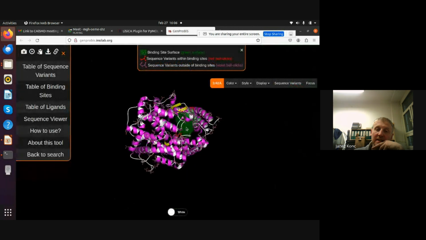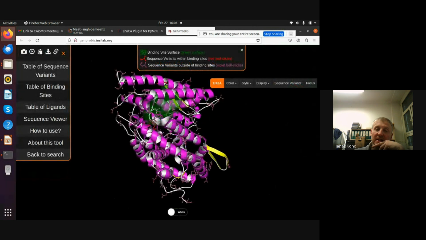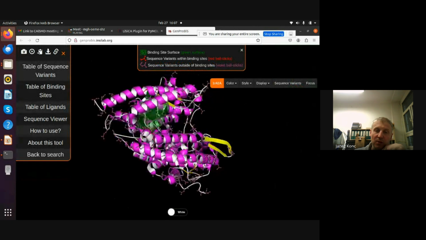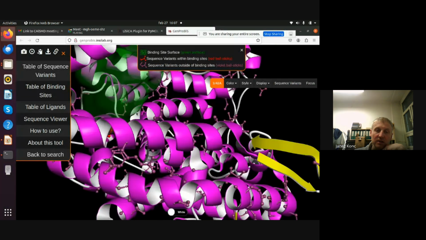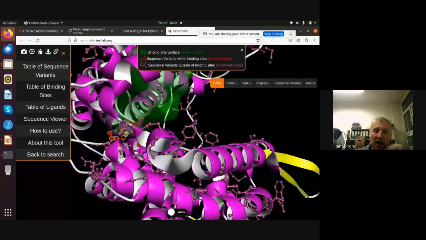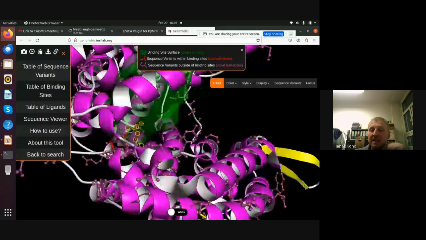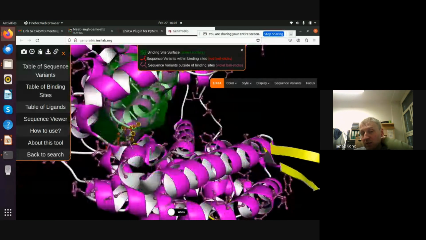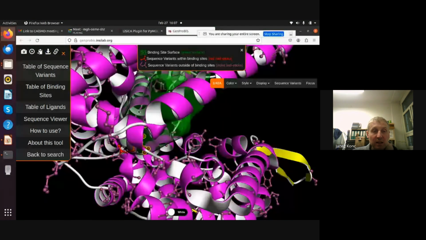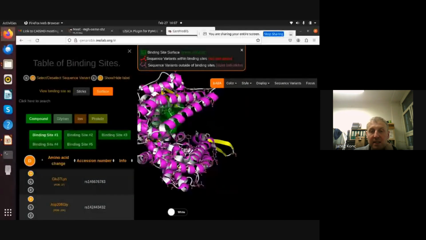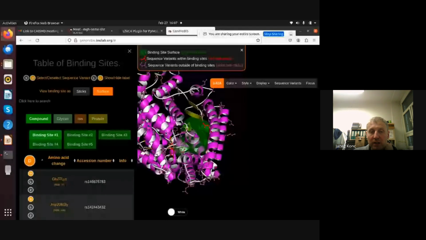So what it did now, we predicted the binding site of this protein. This block here, the green block, is a binding site on this protein. And these red amino acid residues are sequence variants on this protein. Red ones are the ones that are near the binding site and can affect binding of ligands to this binding site. So let us see what else we can find. Table of binding sites here. Let's see here. So we have all these different possible bindings.